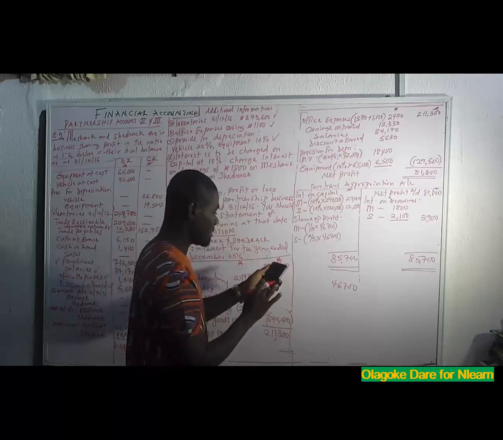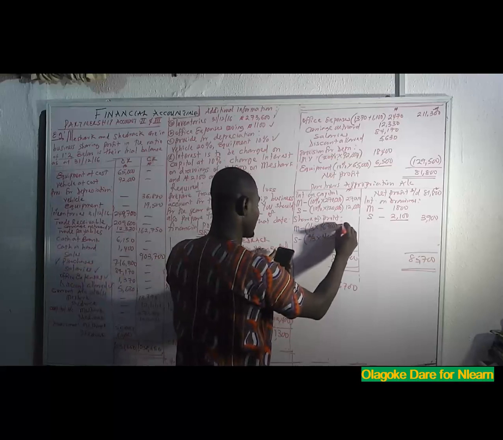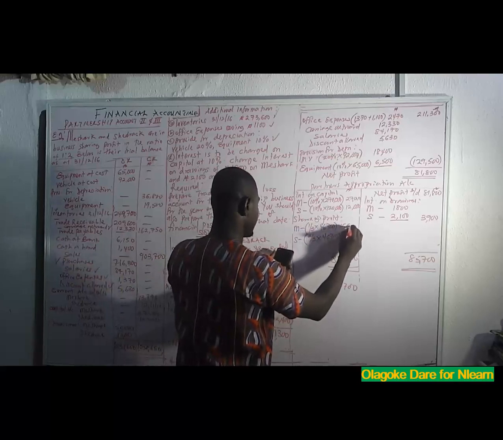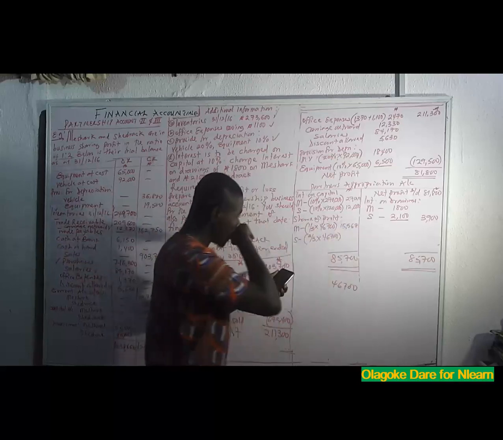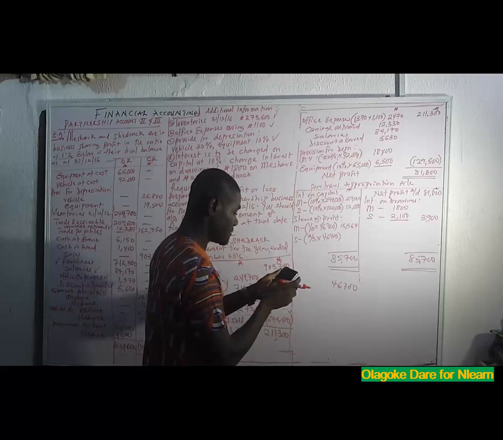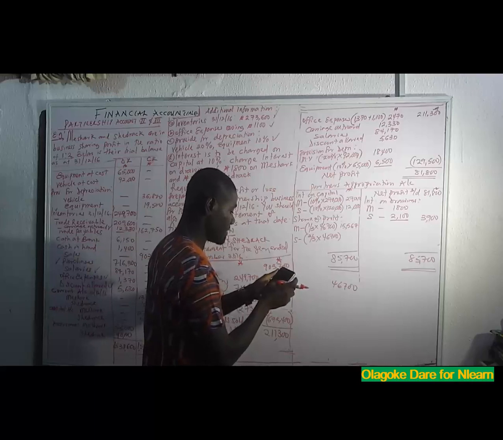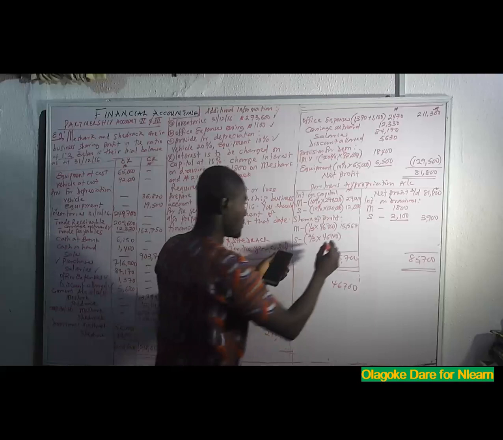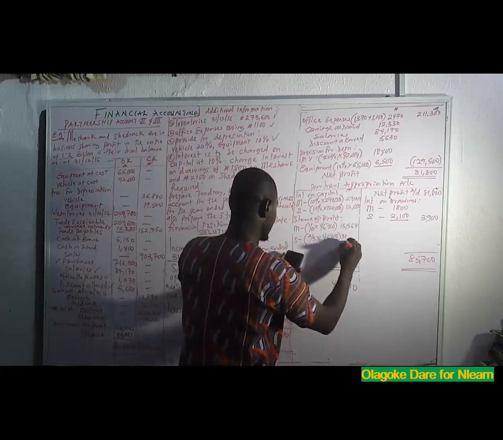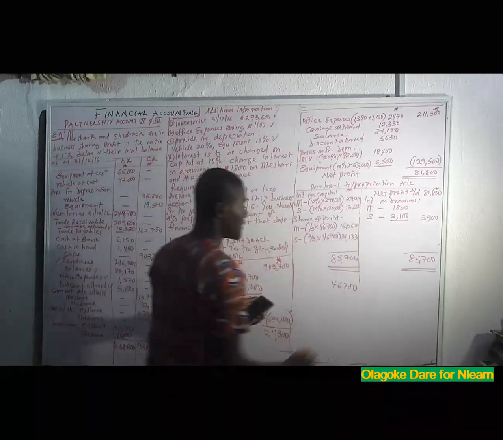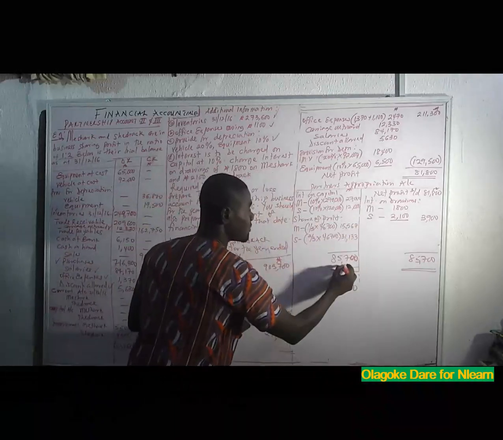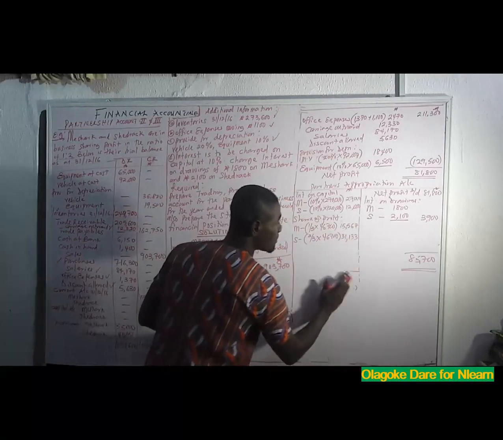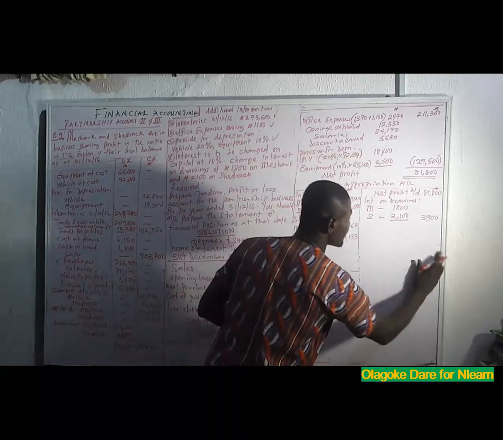46,700. So for Meshach, I have 15,567. Therefore, for Shadrach, I have 2 divided by 3 multiplied by 46,700. So I have 31,133. So if I add all these together, I'm going to get this total. So my total is 85,700.